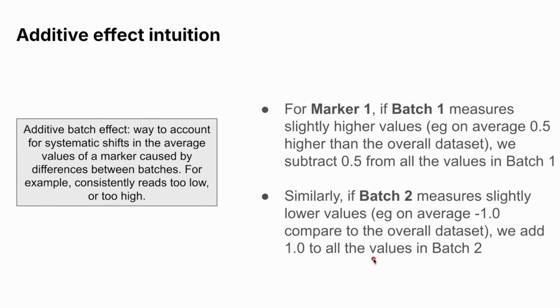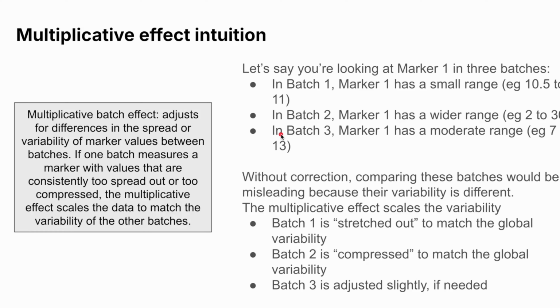So let's take the additive effect. For example, for marker 1, if batch 1 measures slightly higher values, for example, an average 0.5 higher than the overall data set, we subtract 0.5 from all the values in batch 1. Similarly, if batch 2 measures slightly lower values, for example, it's generally less by 1.0 compared to the overall data set, we add 1.0 to compensate for it. So this additive effect seems pretty easy to understand, which is it's off to the left or right a little bit, so we adjust. The multiplicative effect is a little bit more complicated.